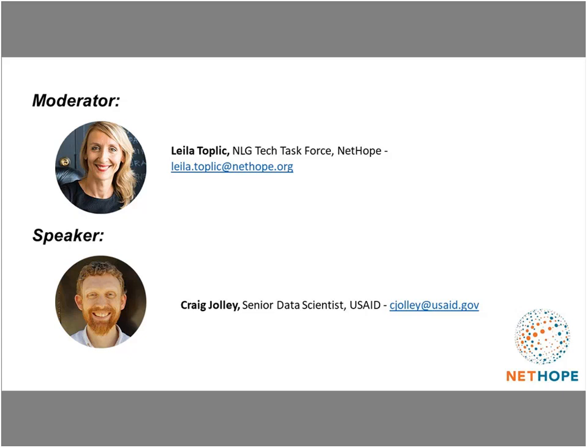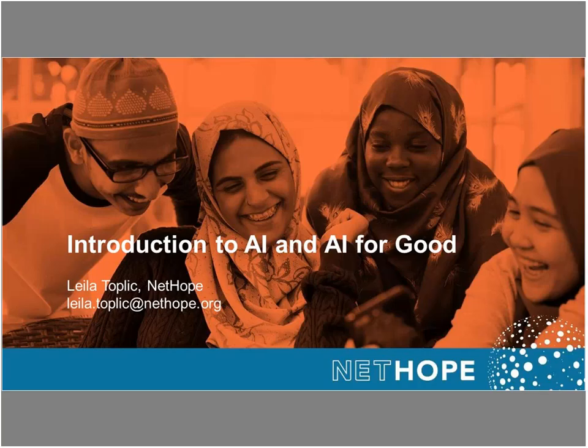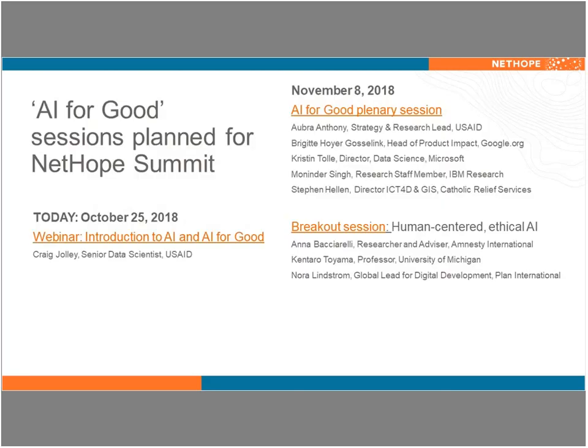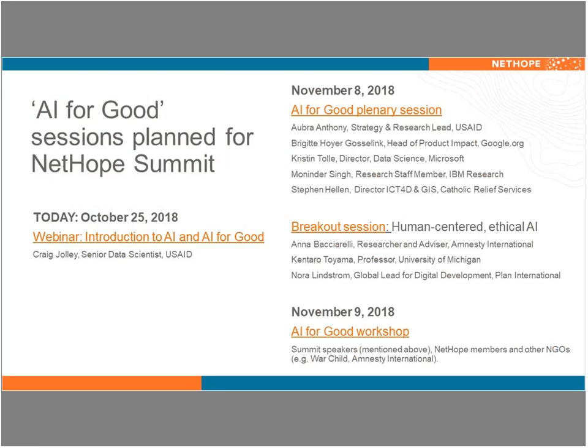Before we get to today's presentation, I want to frame what we have planned for you in terms of the engagement around the AI for Good topic. Based on your inputs from the NetHope membership and partners, this initial engagement, which includes this webinar and also our NetHope Summit sessions, is designed to do a couple of things. One is to provide all of us in the NetHope community with information about how artificial intelligence and machine learning tools can benefit our collective work. Second, to facilitate sharing and discussions within our sector and cross-sector with technology companies and academic institutions. And third, to inspire future projects and collaborations.